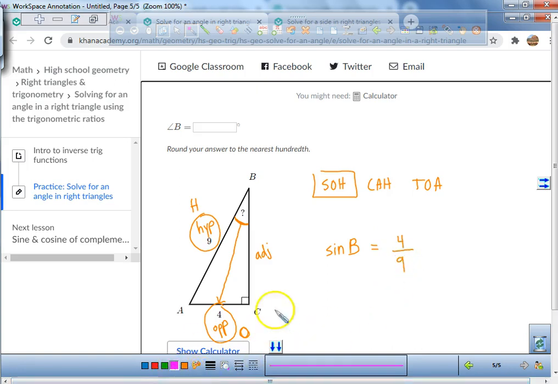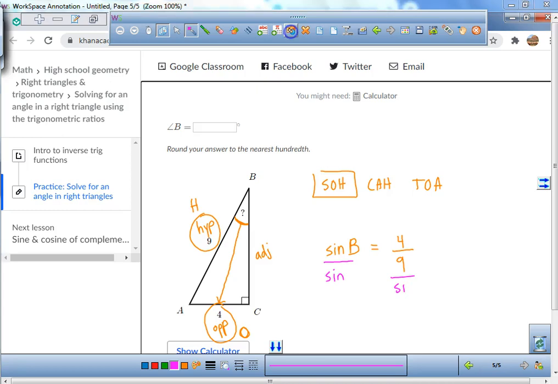Now, something we're not able to do is divide both sides by sine. So don't do this because you're not allowed to. You can't divide both sides by sine. That doesn't work. So I'll go back. This is where you do the inverse of sine. So we're going to multiply both sides by what's called the inverse of sine.